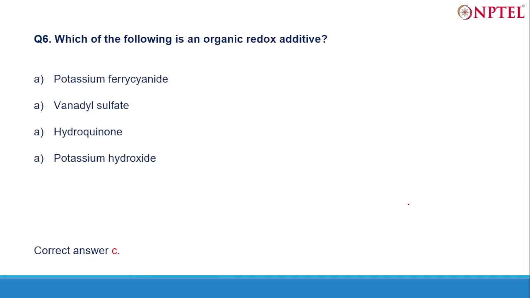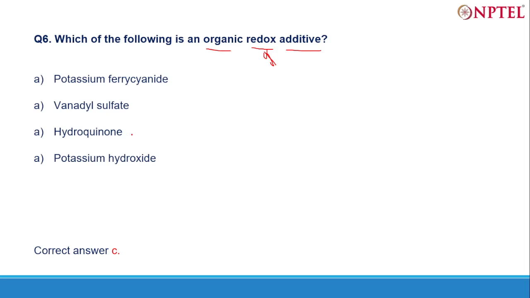Moving over to the next question. We have to discuss your questions here. Which of the following is an organic redox additive? First thing you have to look at is redox. Redox is reduction oxidation, a chemical reaction involving transfer of electrons. Second is additive. Additive is something which is added. And another thing is organic.